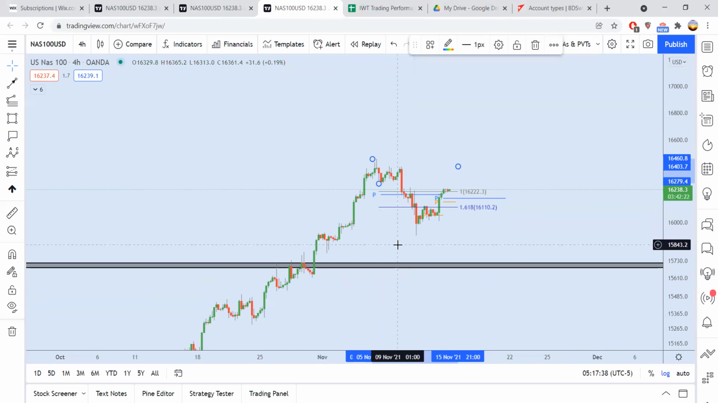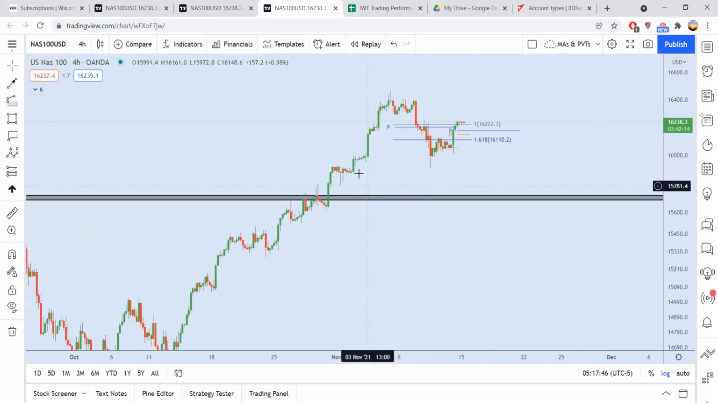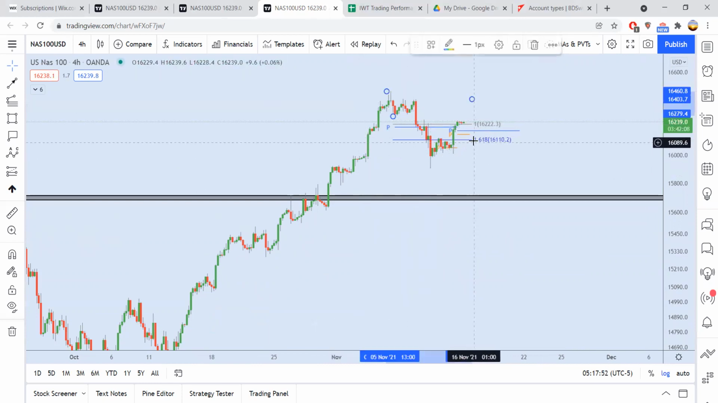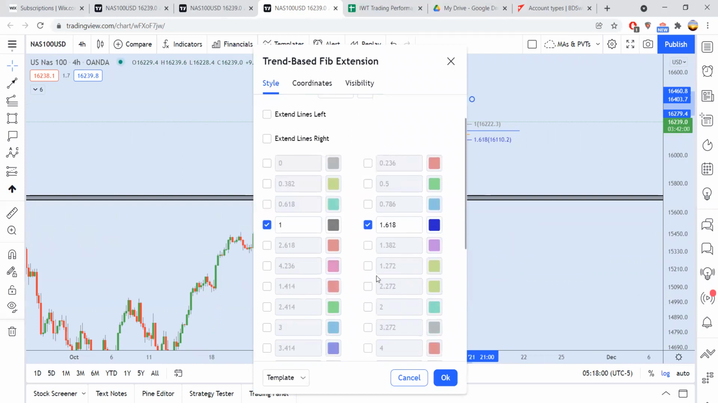So Nasdaq made sure to have some stop runs here on the late buyers. People were panic buying here, FOMOing into a trade, and then all those late buyers were shaken off by this strong move, which was extended probably 261.8. Let's see. 200, where are you? Yeah, here.